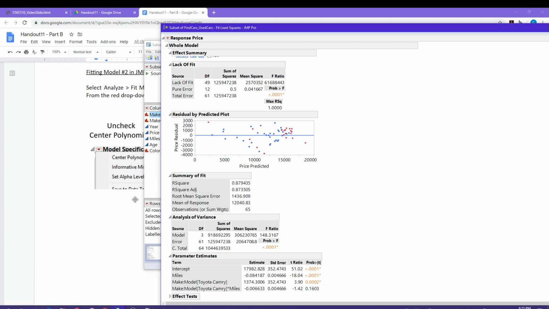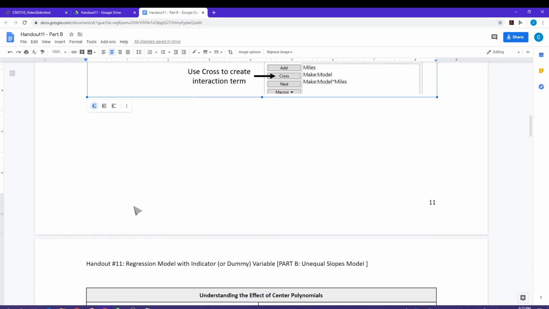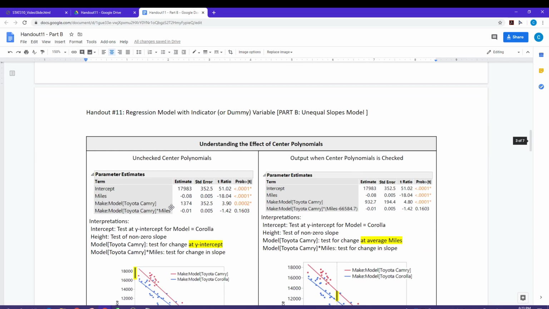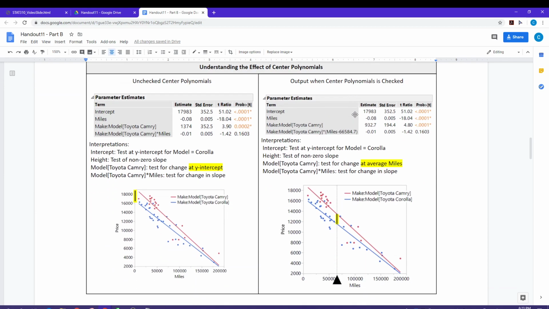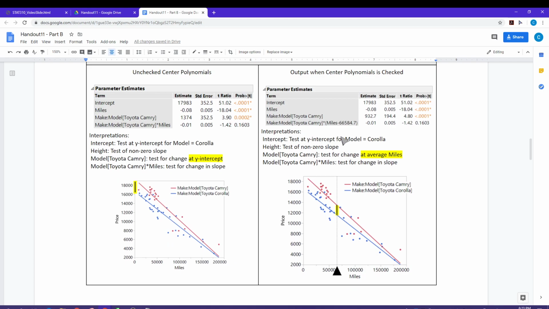We will talk through all of that output next. So let's first talk about what happens when I check or uncheck the centered polynomials. If your output looks like this on the right here, then centered polynomials has been specified. And I know that because it's not using miles right here, but it's using miles minus 66,584.